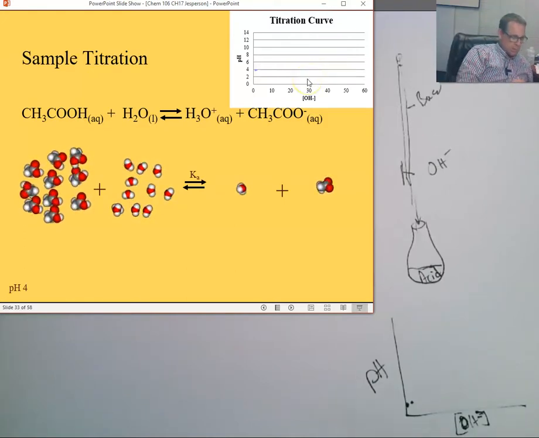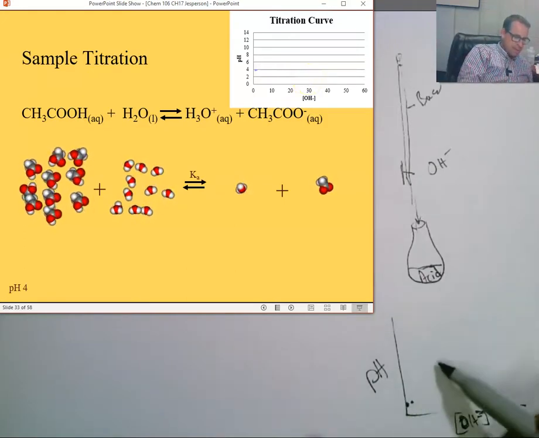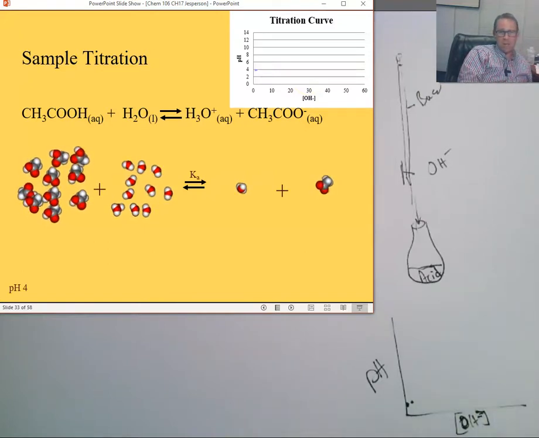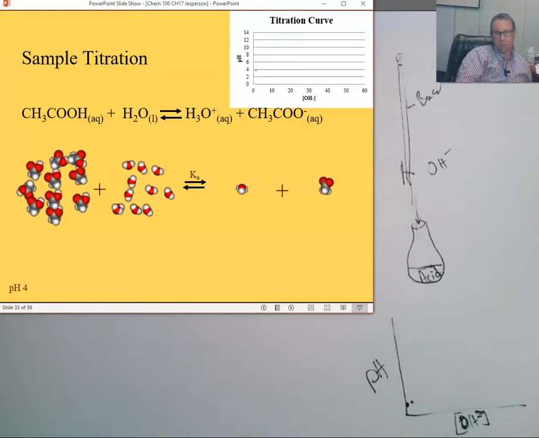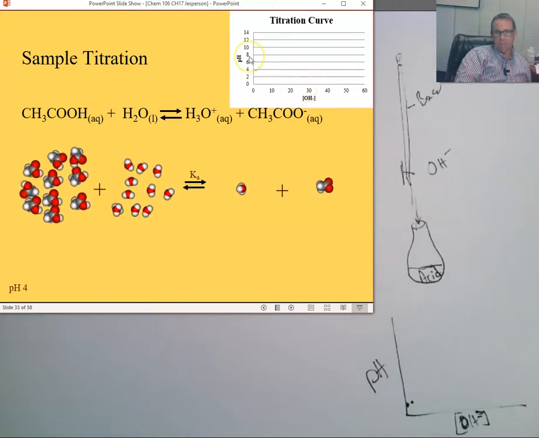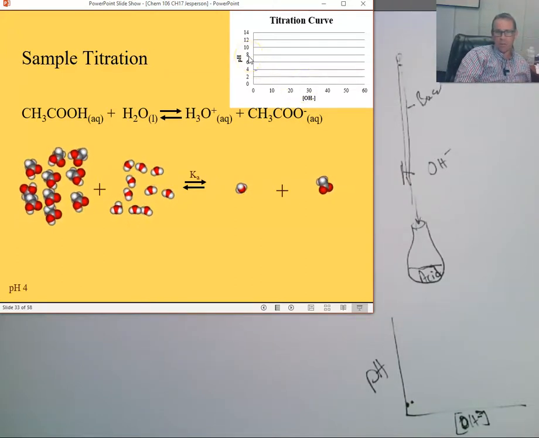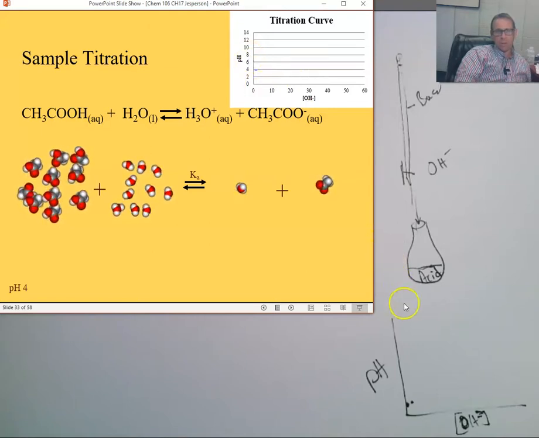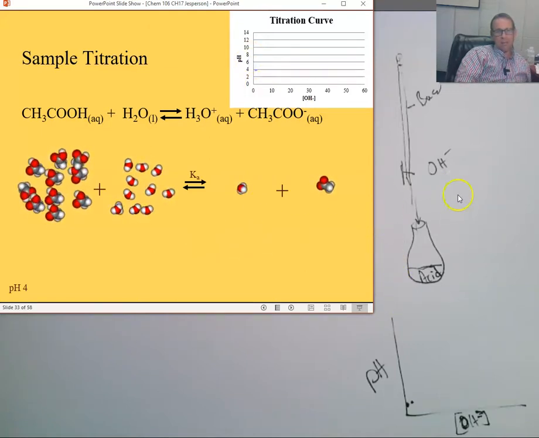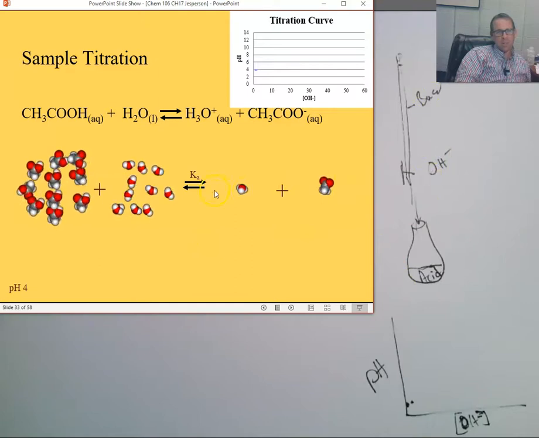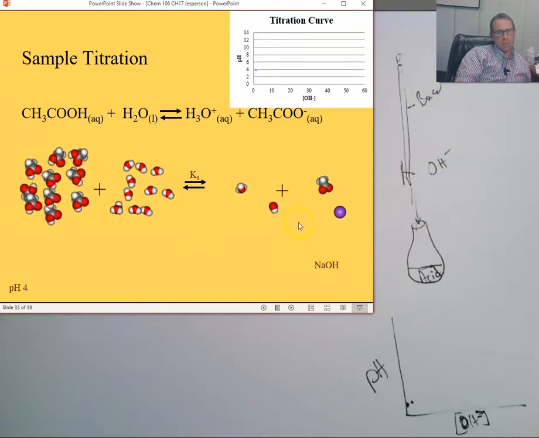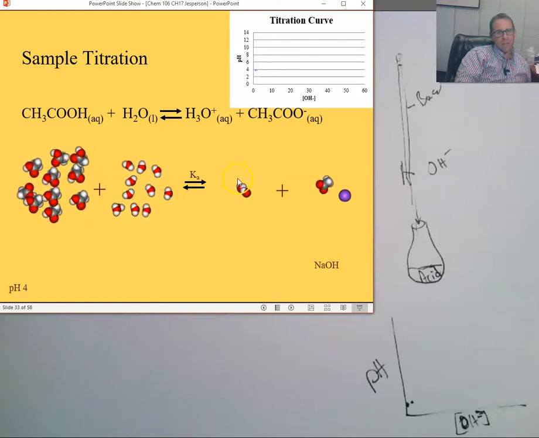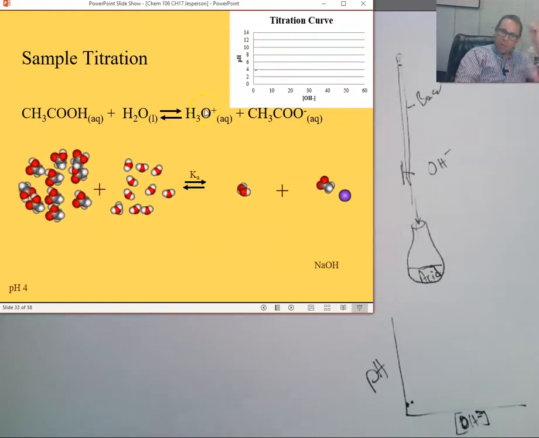But the slope of this line is not linear because pH is not a linear relationship, right? It's a logarithmic relationship. pH is the negative log of the hydrogen ion concentration. So as I add hydroxide ion base, here's an example of adding some base. The hydroxide ion removes the hydrogen ion from my solution.